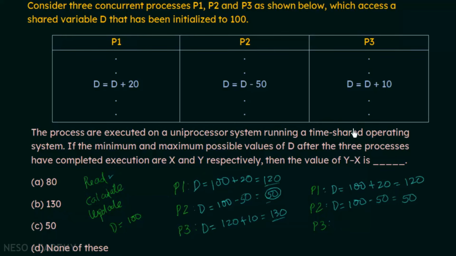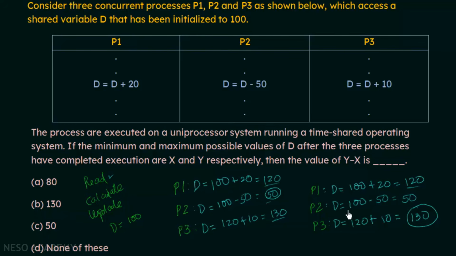Now P3 gets the chance. According to P3, when it tries to read, what will it read? It will read the final value, which is 120. So that is the latest value. And what does it do? It will add 10 to it, giving the value 130. This is the final value of D that we have here. And we see this is the maximum value that we can get.